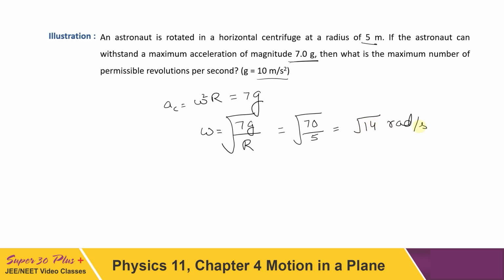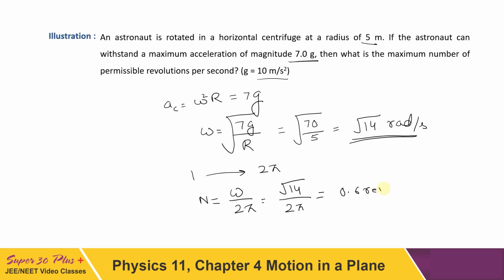But it is asking for the maximum number of revolutions per second. So in one whole revolution the angle made is 2 pi. For one revolution the angle is 2 pi. So what about the number of revolutions made if rotation is root 14 radian per second? It should be divided by 2 pi. So the number of revolutions will be equal to omega upon 2 pi, and on substituting this is root 14 upon 2 pi, that is equal to 0.6 revolution per second.